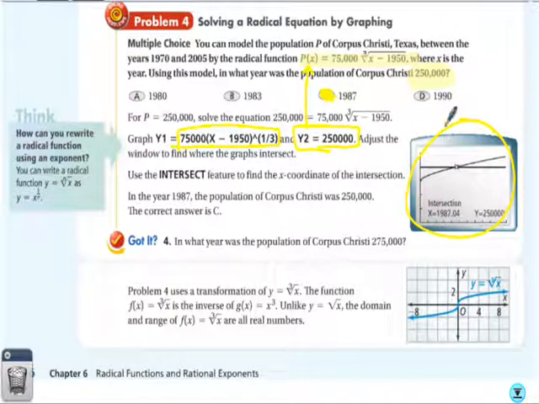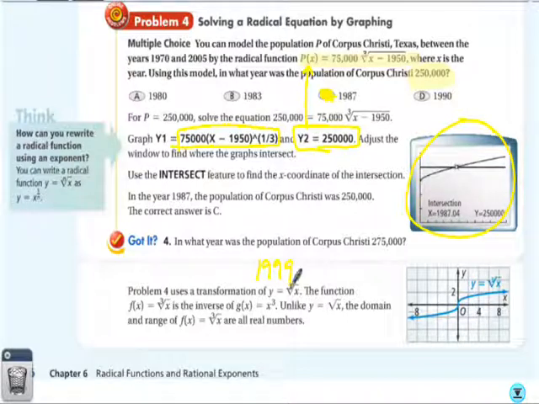275,000 people. Go ahead and pause the video and find out what year was the population 275,000. All right, you've unpaused. Hopefully for that one you got 1999. All right.